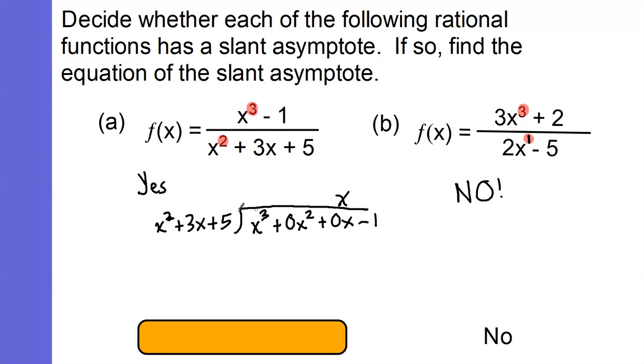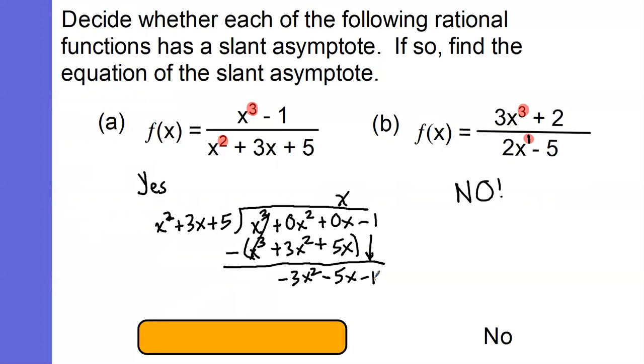And then I'm going to multiply x by this trinomial here. x times x squared is x cubed. x times 3x would be 3x squared. x times 5 would be plus 5x. And remember that I'm going to subtract all of this stuff. Subtract that group. x cubed minus x cubed, those cancel out. That should happen every single time. Nothing up here minus this 3x squared, so this will be negative 3x squared. Nothing here minus 5x, that's minus 5x. And let's just bring this negative 1 straight down.